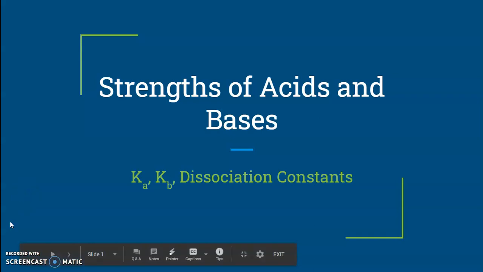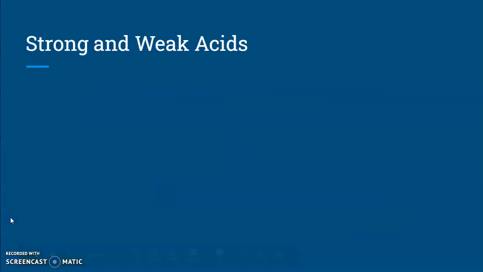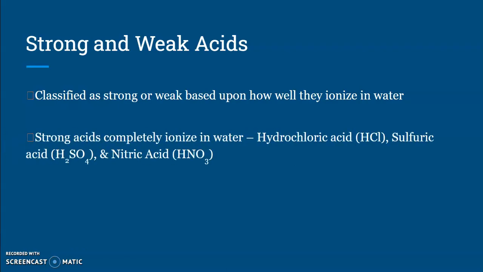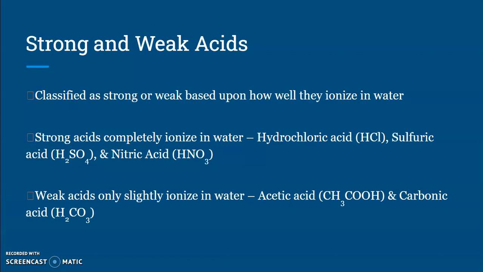In this video, we're going to take a look at the strengths of acids and bases using Ka and Kb, the dissociation constants. An acid is defined as strong or weak based upon how well it ionizes. Things that ionize completely, like hydrochloric acid, sulfuric acid, and nitric acid, are all classified as strong acids. Every other acid from there is a weak acid because it only slightly ionizes. And there's a whole different range of how well or not well it ionizes in terms of weak acids.